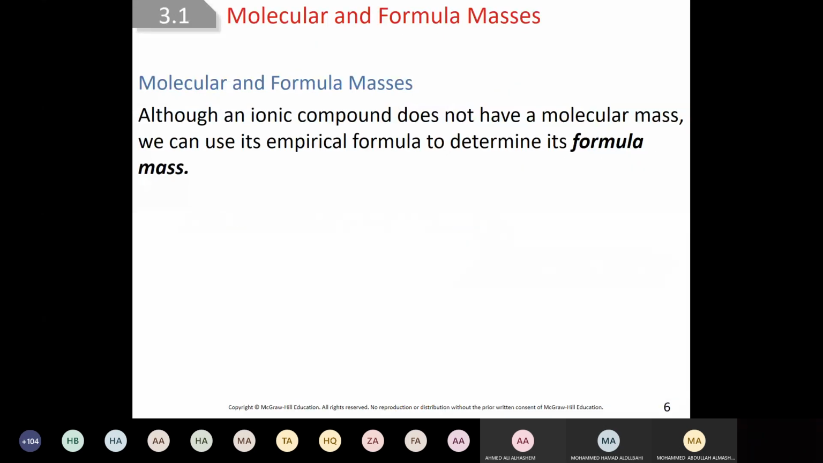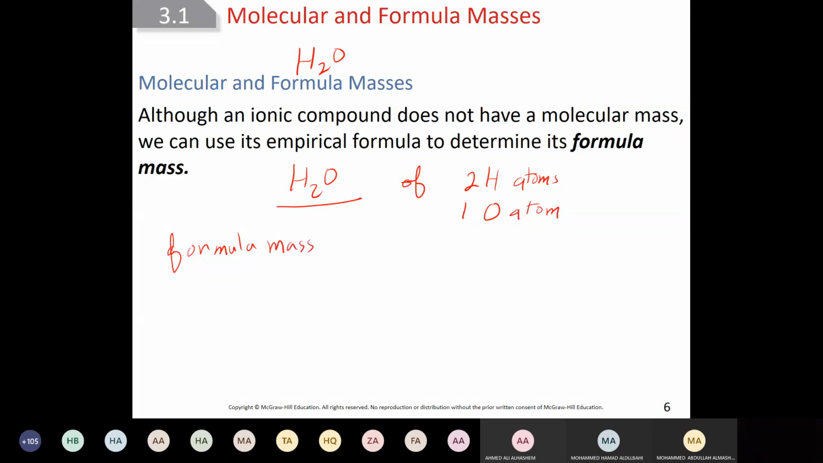How about if I have H2O? Then what's the mass of H2O? H2O consists of 2 hydrogen atoms and 1 oxygen atom. So what's the mass? Now, not atomic mass, but we call it formula mass, which is the mass of not an atom but a whole compound. You should go to the periodic table.